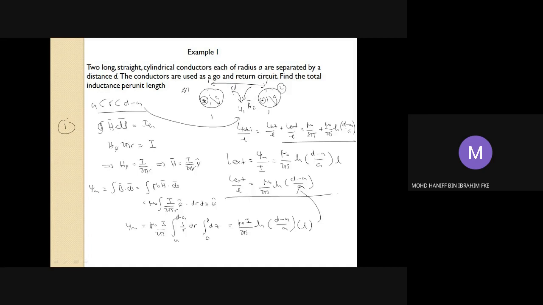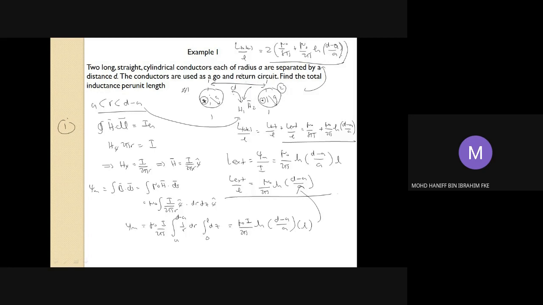amount. And you're going to have that the total inductance produced by this system of conductors will be just the value that we have here multiplied by 2. So the total inductance per unit length produced by the two conductors here will be simply 2 multiplied by mu naught over 8 pi plus mu naught over 2 pi ln of (D minus A) divided by A. So that should be your total inductance produced by these two conductors here.